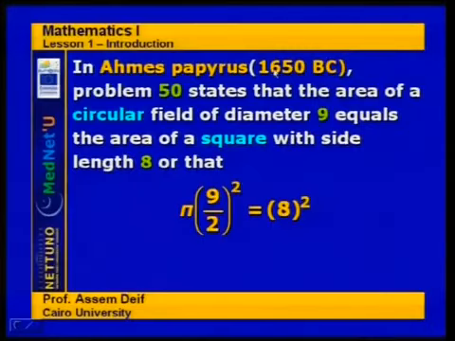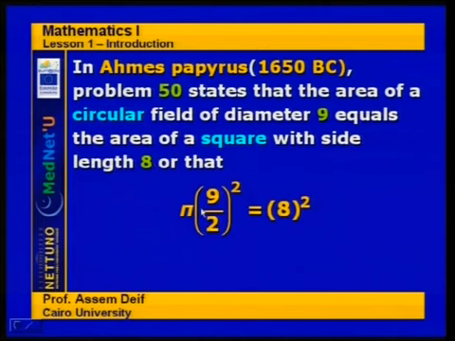But what is strange about it is that the ancient Egyptians themselves tried to resolve this problem. How? In the Ahmes papyrus, he lived in 1650 before Christ, there are some 60 or 70 problems. Problem number 50 states that the area of a circular field of diameter 9 equals the area of a square with side length 8.